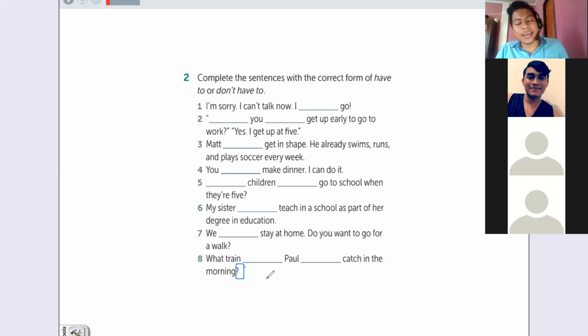My rule says that I need my auxiliary for negative and interrogative sentences. Which is my auxiliary? My auxiliary is do. I do, you do, he does, she does, it does, we do, and they do. So as we have Paul here, what is my auxiliary for Paul? Does, exactly. It is does. What train does Paul have to catch in the morning?